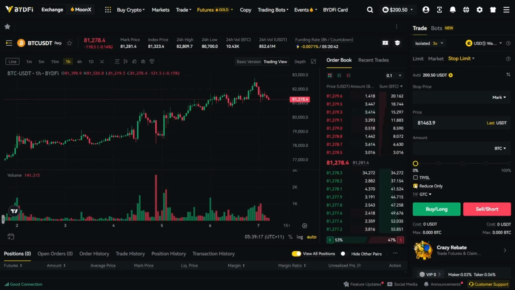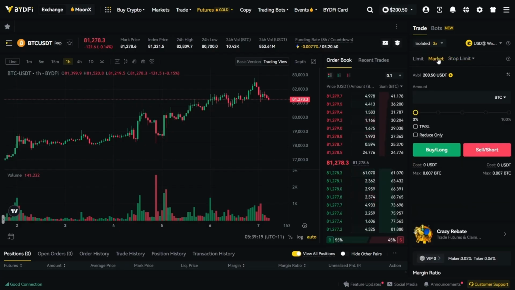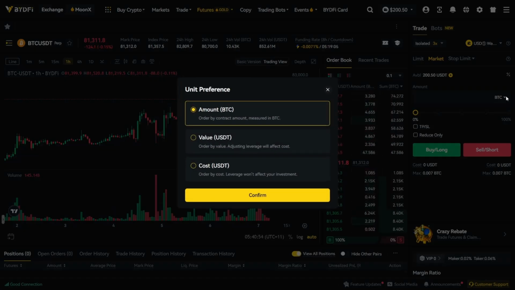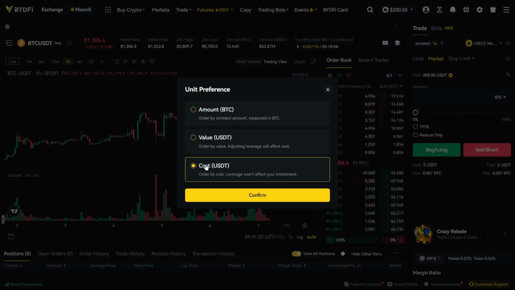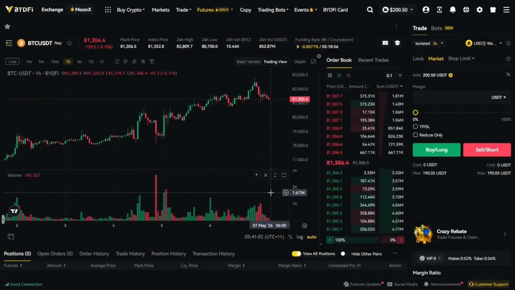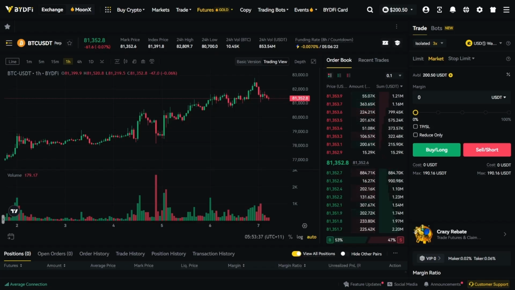For this video, we're going to use a market order because it's the simplest and fastest way to place a trade. Before placing your trade, you can choose how you want to size your position. For beginners, using cost USDT is usually the easiest option since you can clearly control how much money you're risking on the position. We are going to place a 3x market long on BTC with our full account balance.